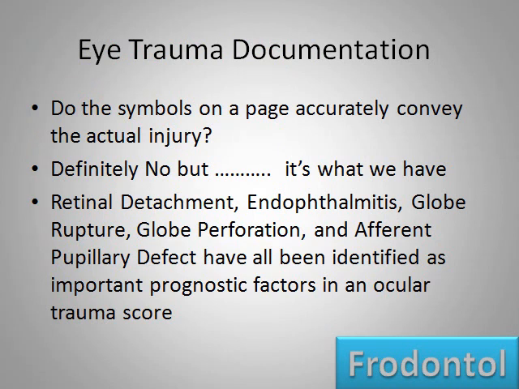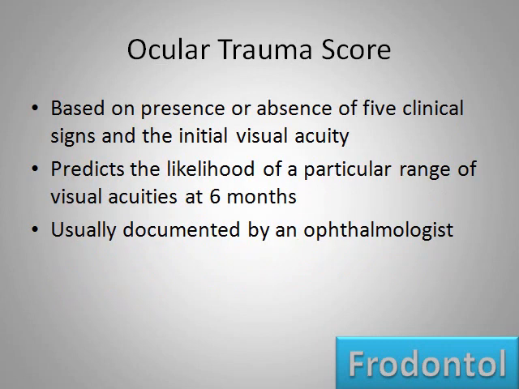Do the symbols on a medical record accurately convey the details of an eye injury? As we've learned in class, it's definitely no, but it's what we have. Retinal detachment, endophthalmitis, globe rupture, globe perforation, and afferent pupillary defect have all been identified as important prognostic factors in an ocular trauma score.